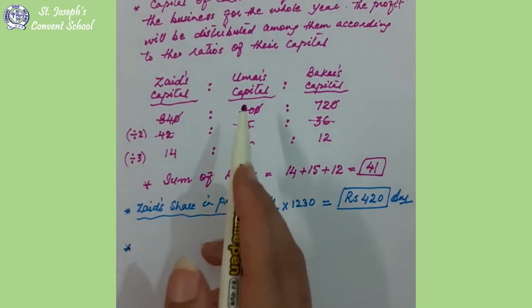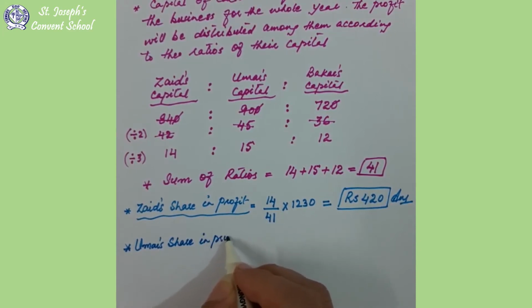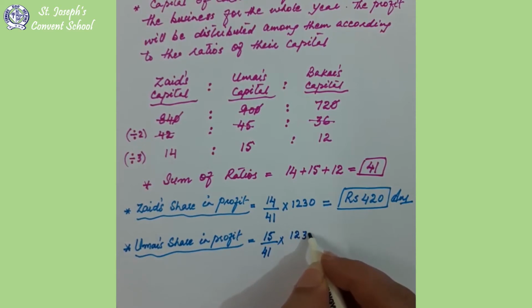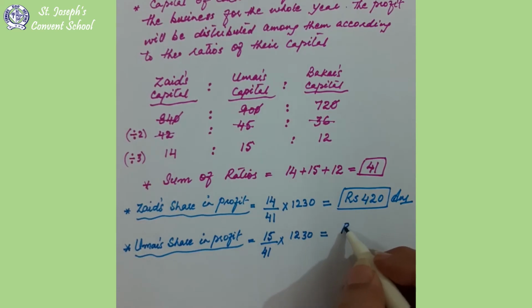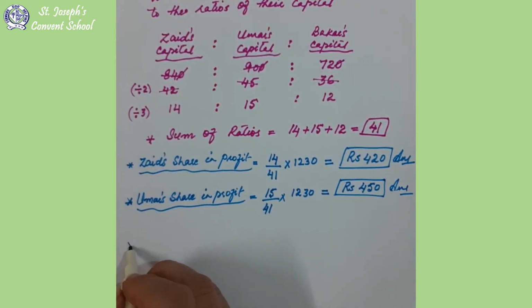Now the second person is Umar. So now Umar's share in profit. Umar's is 15 divided by 41 into profit, which is 1230. So use the calculator. 15 into 1230 divided by 41. With the calculator you will get the answer rupees 450. This is the second answer. Last person, the third one, is Bakr. Same way you will find Bakr's share.